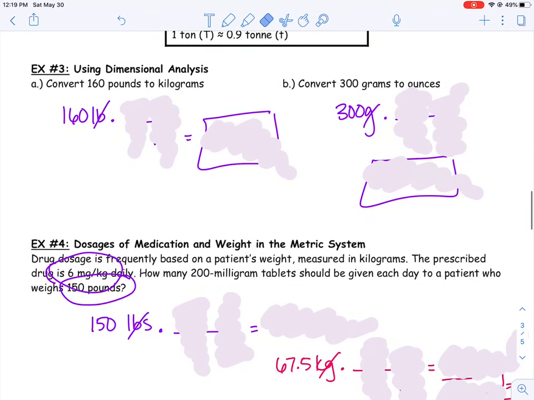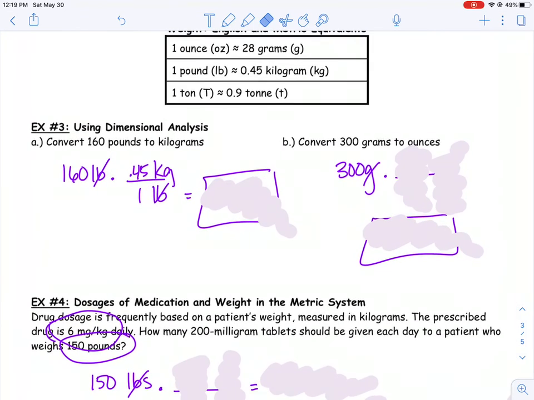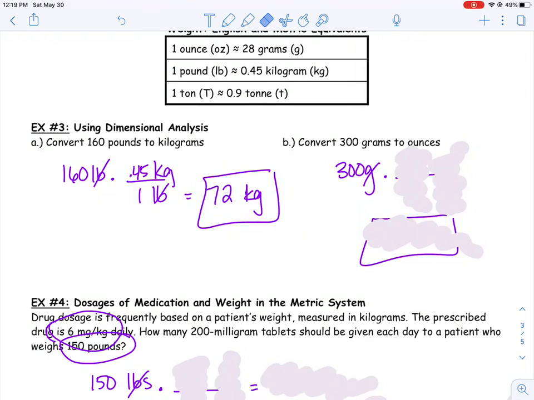Let's do a couple examples of this. It says here to convert 160 pounds to kilograms. And so I start with 160 pounds. I'm going to use my dimensional analysis to get rid of pounds and into kilograms. And I know that there are 0.45 kilograms for every pound. So now I'm out of pounds and into kilograms, and I can say that a 160 pound person is really the same thing as 72 kilograms.